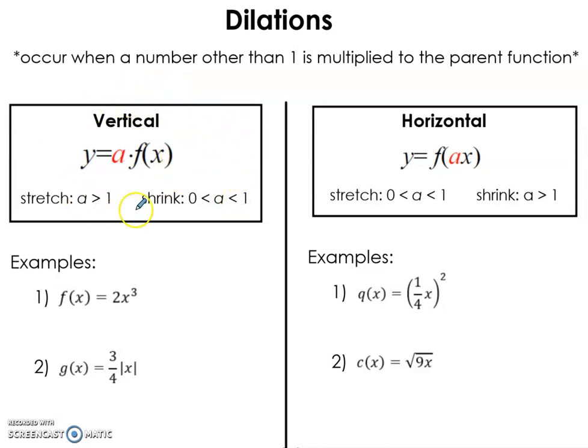So first we're going to focus on vertical dilations. If we have a value that's multiplied in front of the function, that means that we're going to have a vertical dilation. If that value is greater than 1, it is a stretch. And if it's between 0 and 1, it is a shrink, or it's also called a compression. So I'll just write that here.